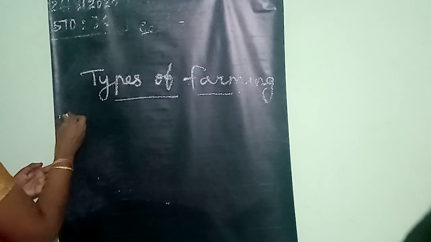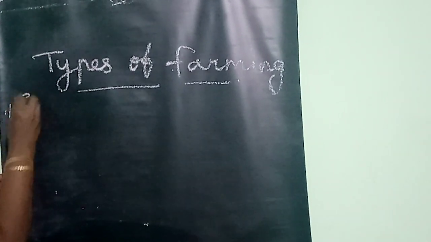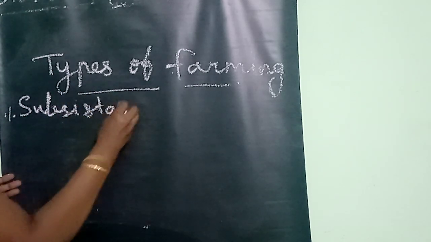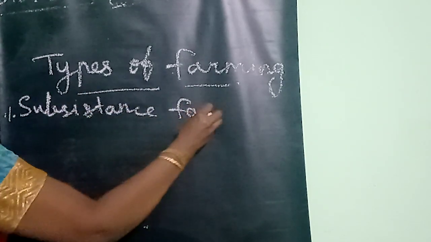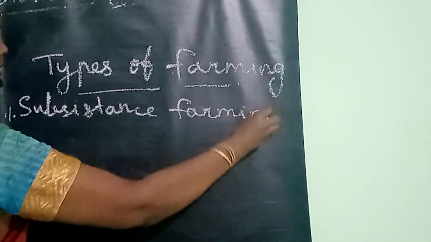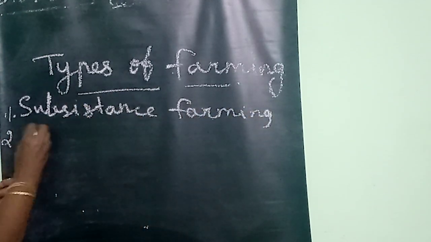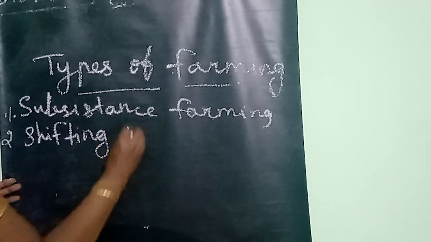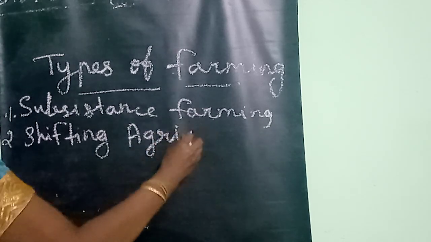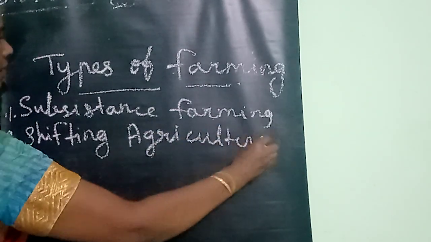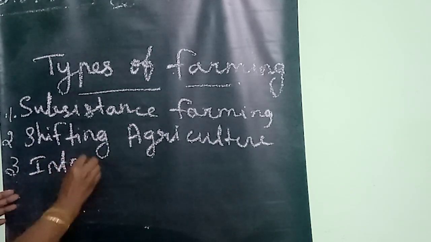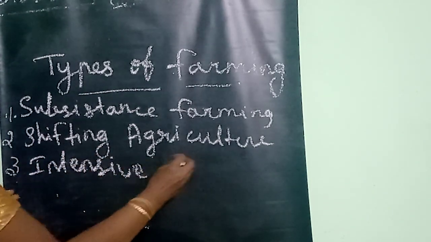The first one is subsistence farming. Second one is shifting agriculture. Third one is intensive farming.